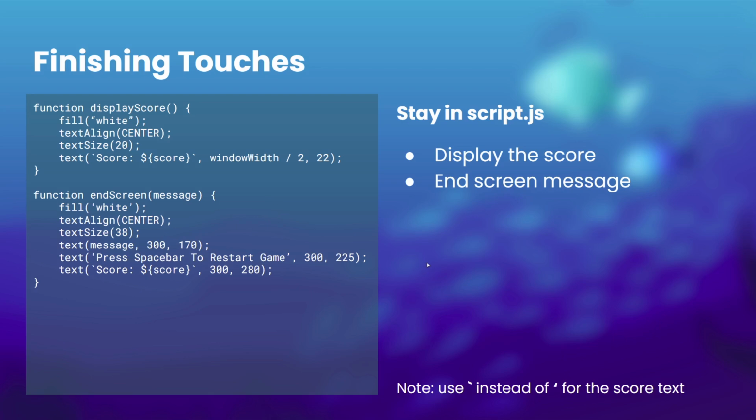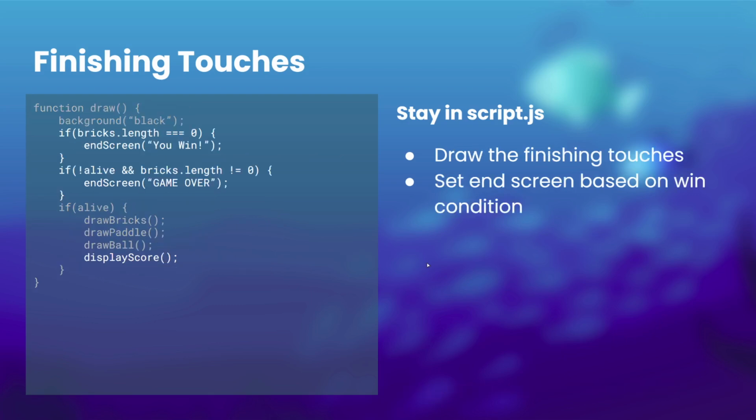Again, one last thing we want to do is just add them to our draw method. So in this case, if we're still alive, we just want to display our score on the top of the screen. So that's going to be added to the very bottom of that if statement there. And then we want to add two more if statements that check our win conditions. So essentially, if we run out of bricks, so if we eliminate all the bricks, we want to call the end screen with you win. And so that will display the text you win. And then if we die and there are still bricks left over, we want to end screen with game over because we lost, essentially, right?